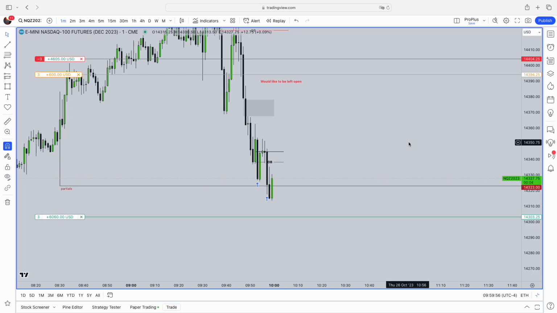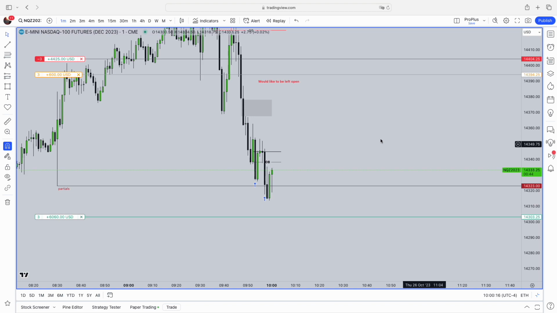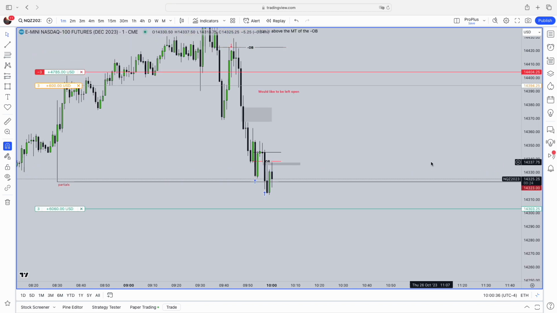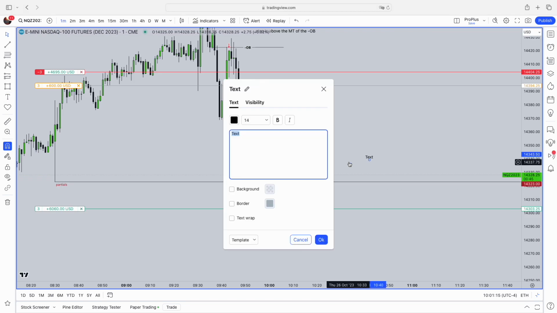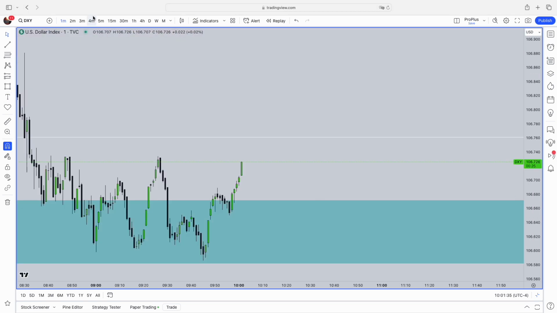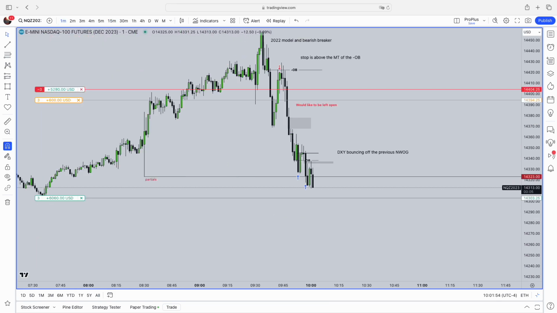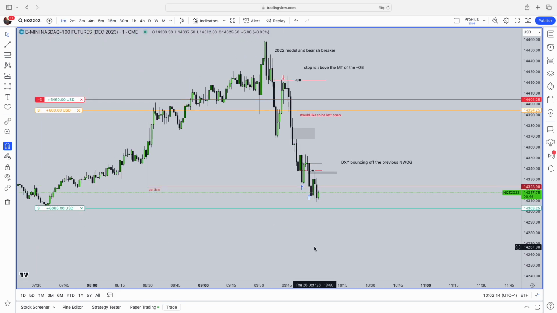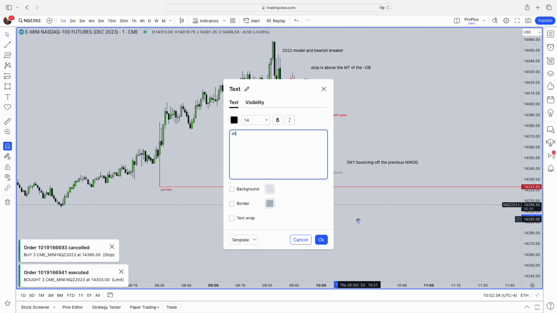Let's have a look. Still, there's a fair value gap there. Silver Bullet 10 a.m. to 11 a.m. taps into that for it to then want to run the lows even lower. The dollar's bouncing off the new weekly opening gap, which is nice. So if it's bouncing higher, then we want to look at Nasdaq lower.